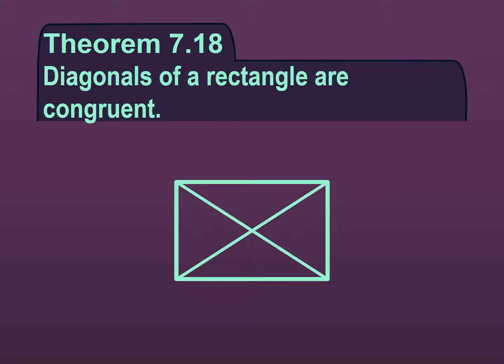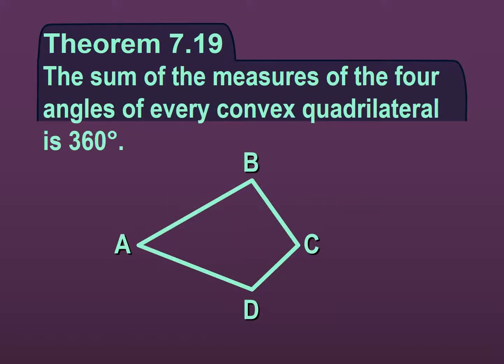Okay, next theorem is that rectangles also have diagonals that are congruent. So diagonals of a rectangle are congruent to each other. Notice that we didn't say that the diagonals of a parallelogram are congruent to each other. They just bisect each other. They're not necessarily congruent. However, diagonals of a rectangle are congruent.